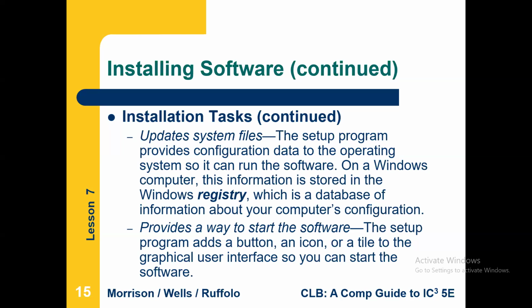The last stage during the installation process is that it provides a way for you to start the software, which is that it adds a program button or an icon to your graphical user interface. Most of the time, once you finish the installation and you see setup finished, an icon will be created on your desktop. If it is not on your desktop, then you click on all programs, and then you can locate the software that you have installed. So these are the installation tasks, or the processes that the setup program will perform during the installation of your software.